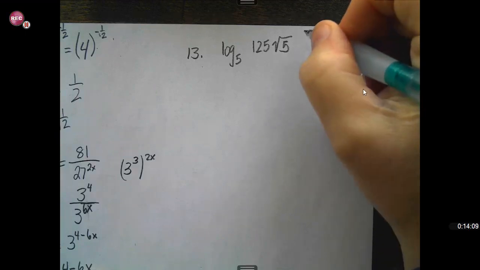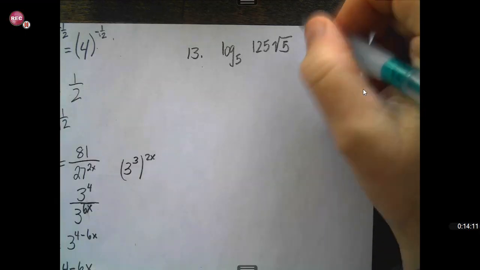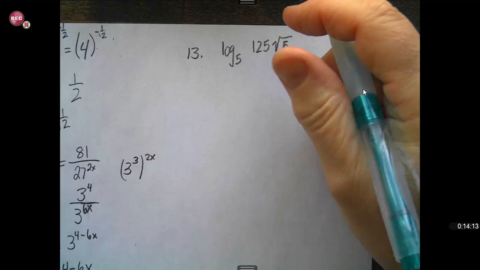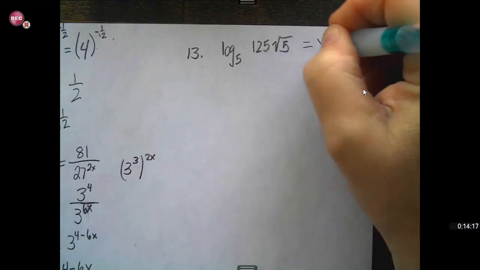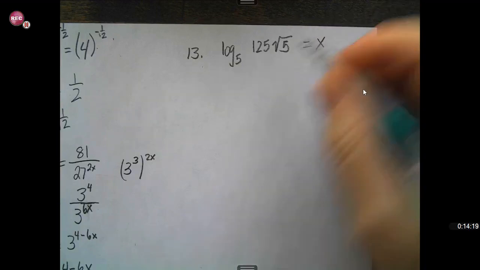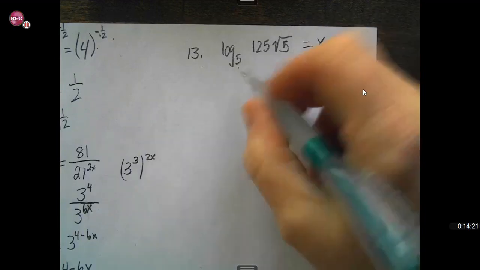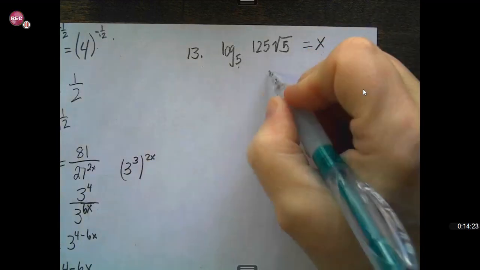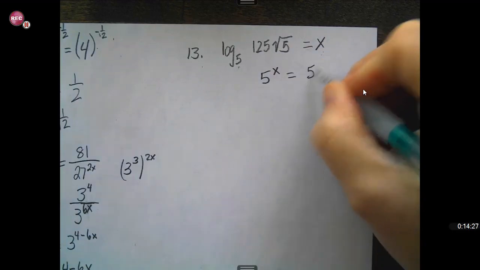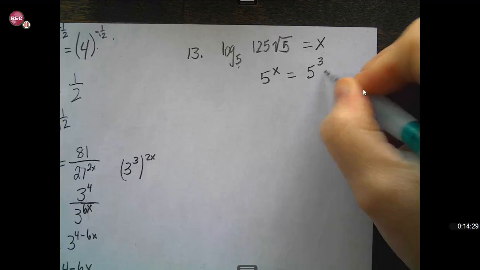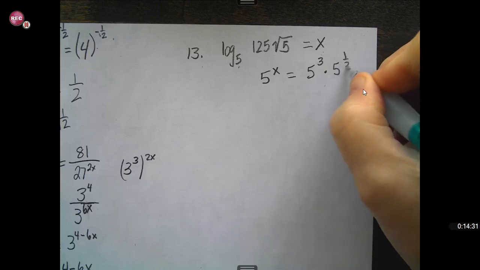So you could put this in your calculator with the log base formula. I like to just figure them out. So 5 to this power, the base to the power equals, I know 125 is 5 to the 3rd, and square root of 5 is 5 to the 1/2.